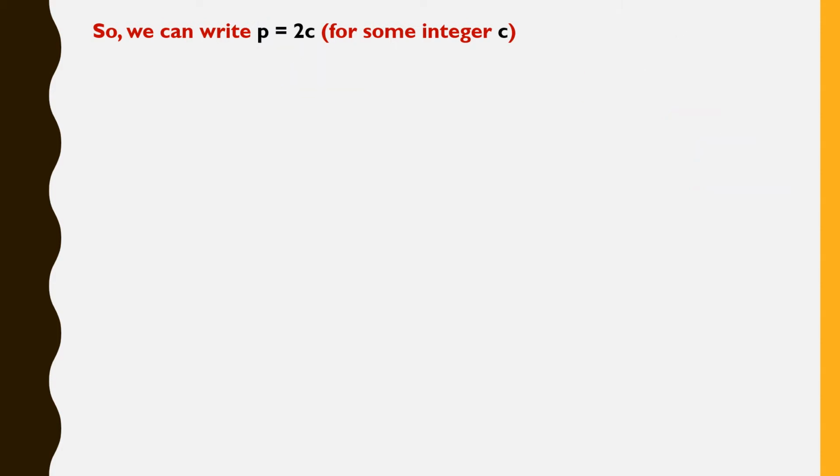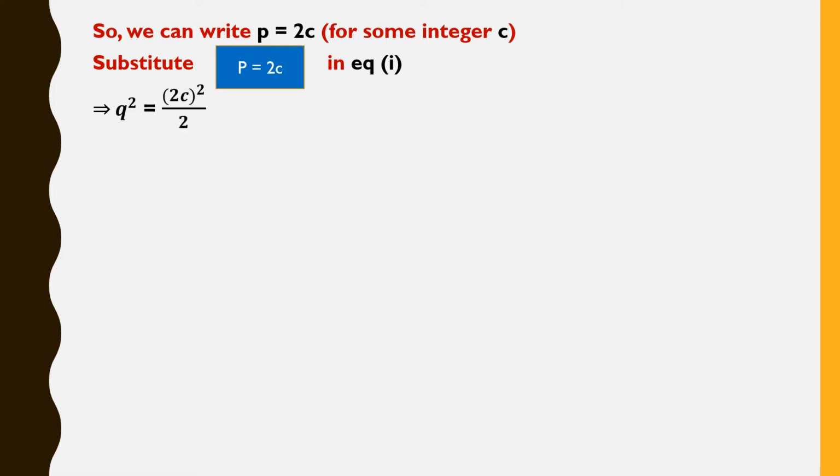So for some integer c, here I am taking c as some integer, meaning it is 2 into some integer. So p equal to 2c I'll substitute in equation 1, the previous equation. So q square equal to (2c) whole square by 2, because we got the equation p square by 2. Instead of p I substituted 2c whole square. (2c) whole square means I should square both 2 and c. So you will get 4c square by 2. Here if you cancel, 2 ones are 2, 2 twos are 4, you will get q square equal to 2c square.